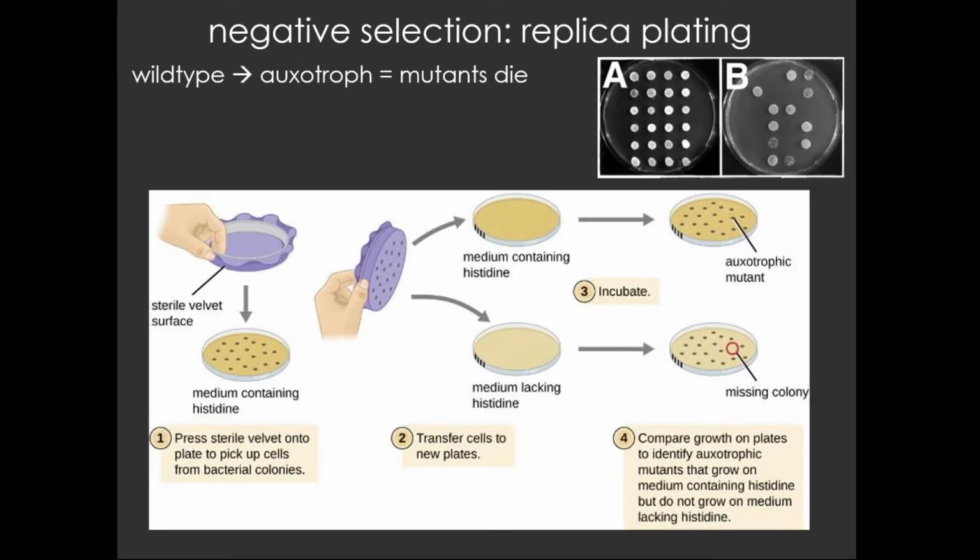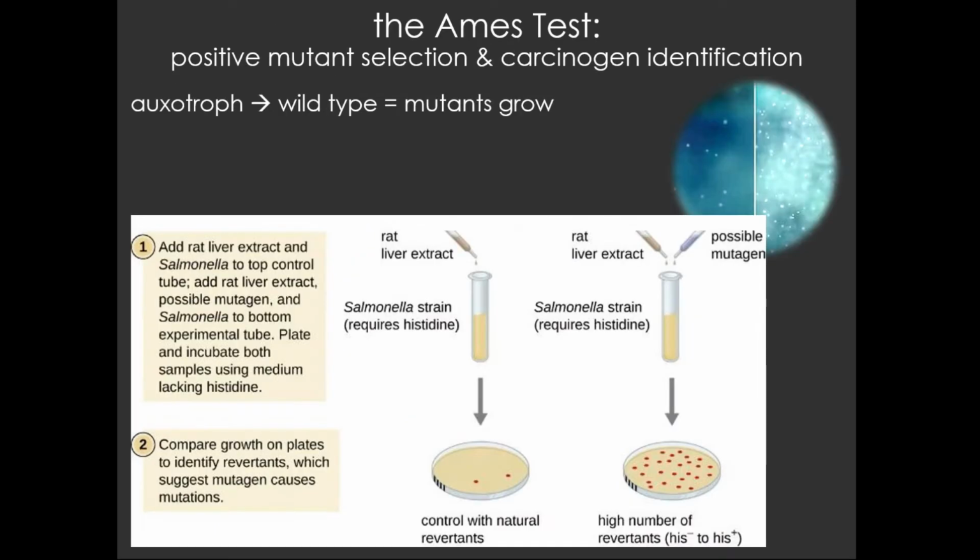The other way is to utilize something called the Ames test. The Ames test, rather than starting with a wild type organism who's capable of making histidine, starts with an auxotroph, an organism who is not capable of making histidine and so will not grow unless it mutates. So in this way, rather than the mutants not growing, the mutants are actually growing, so you can identify them positively.